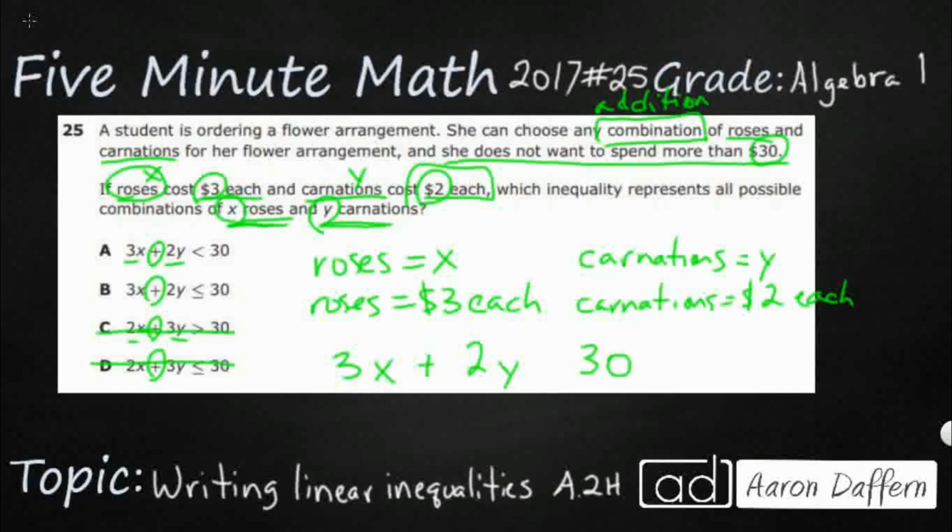What inequality are we going to represent? Is it going to be less than or equal to? You see these are our two options right here. Well, this is where we have to go back into the problem. We have to kind of insert ourselves into the problem to see what makes the most sense. So, she can choose any combination of roses for her flower arrangement and does not want to spend more than 30. Okay, so does not want to spend more than 30.